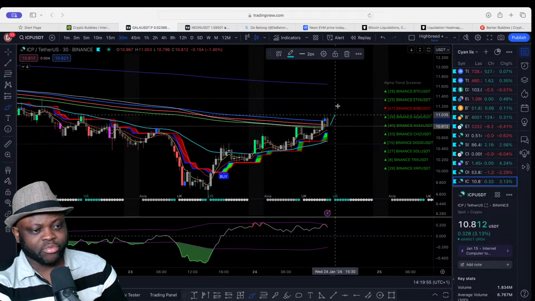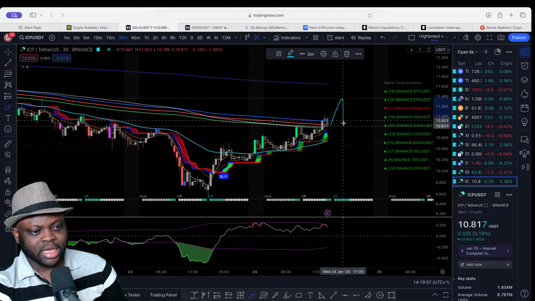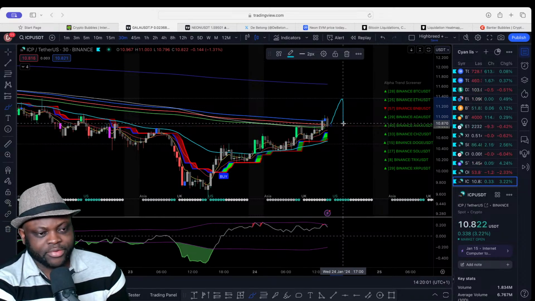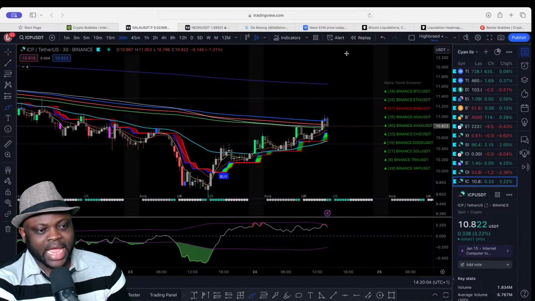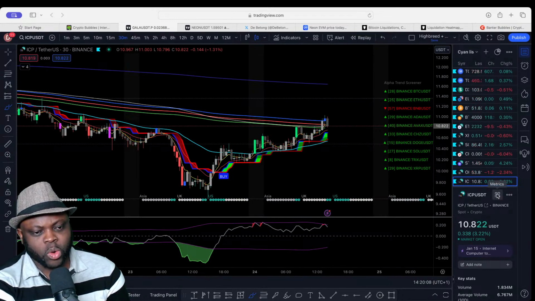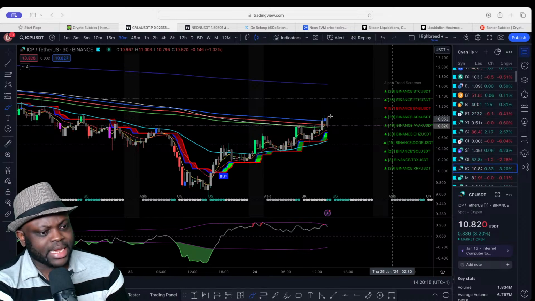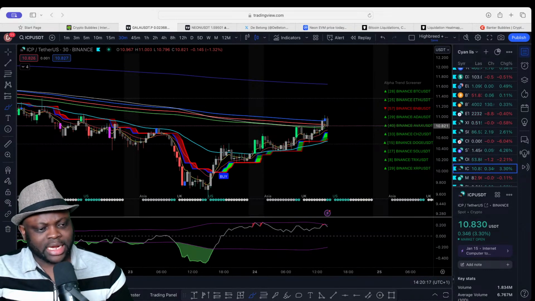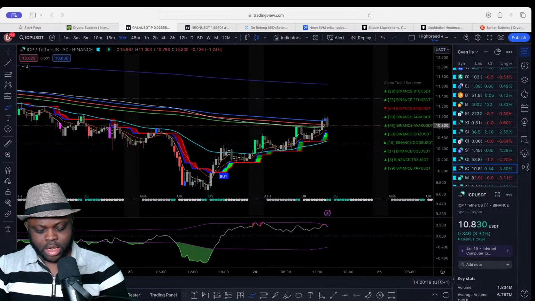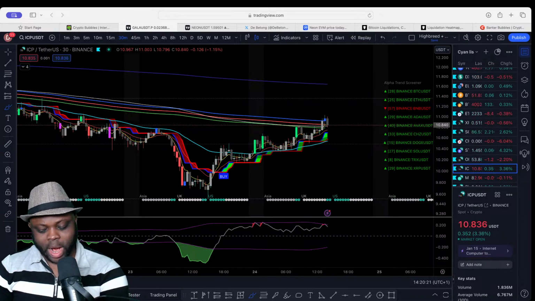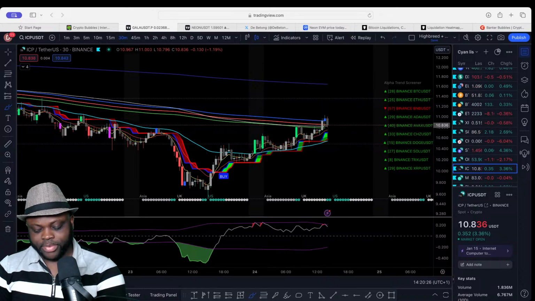Price has to come back and retest this area. If price is not going to do that, then I'm not going to bother myself to buy this bad boy again. I'm going to wait and see what happens with other coins before I make that move. But I think right now you guys are able to see these areas and why I'm making the decision to sell these coins right now.